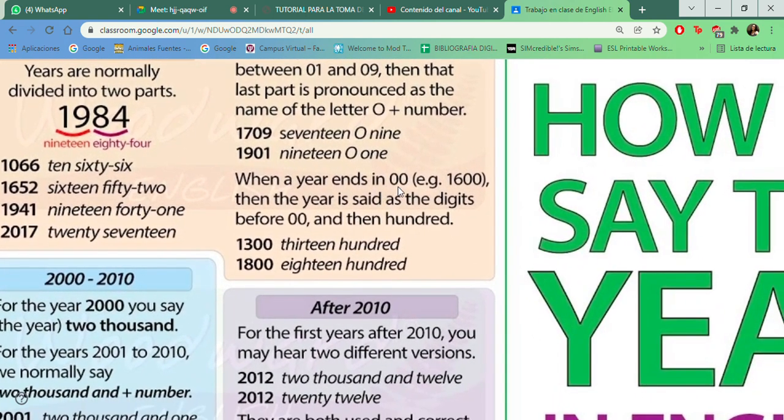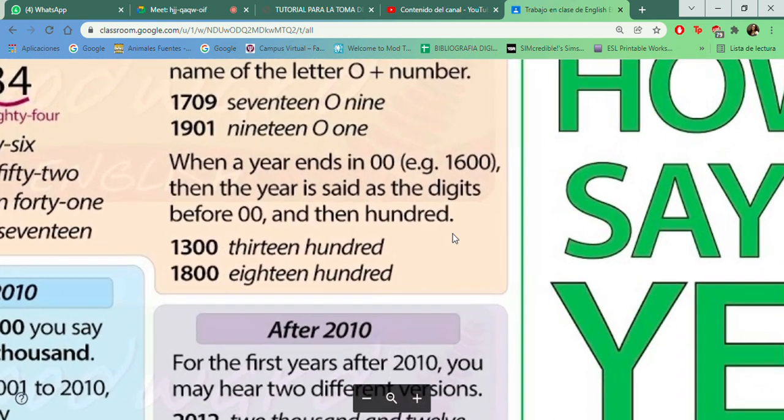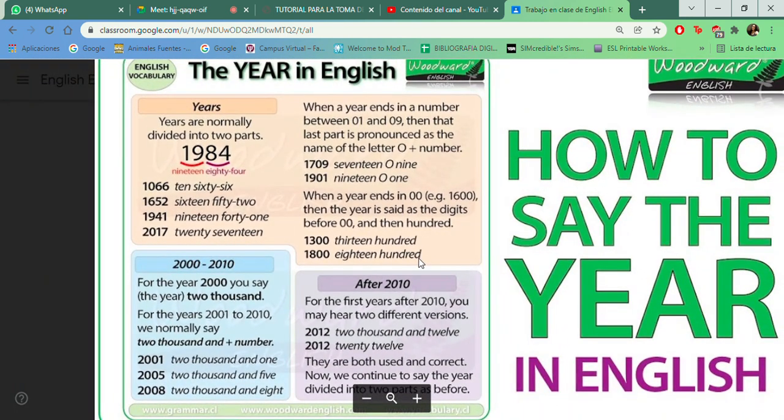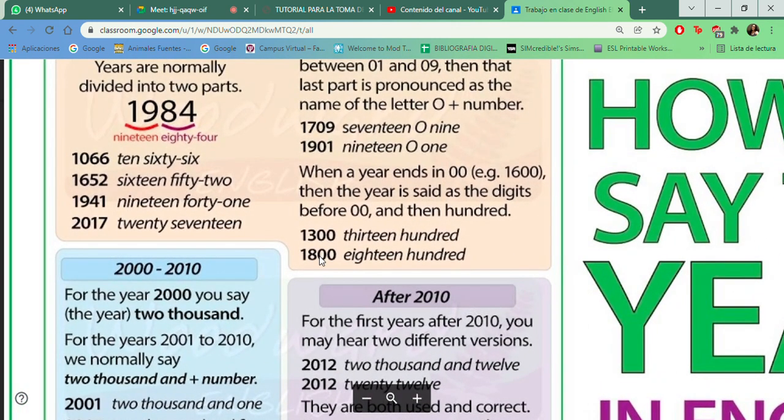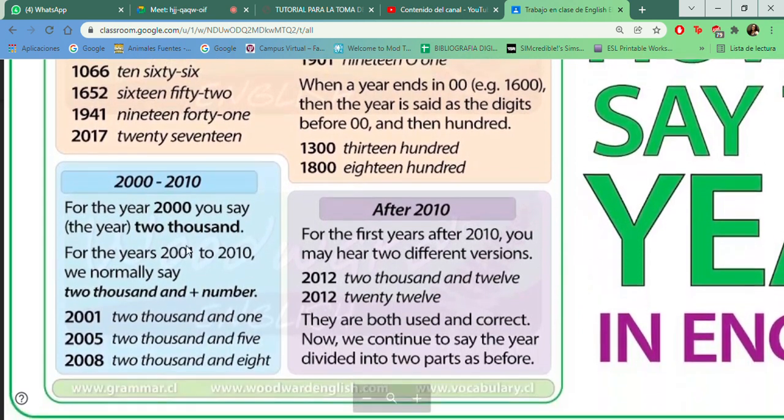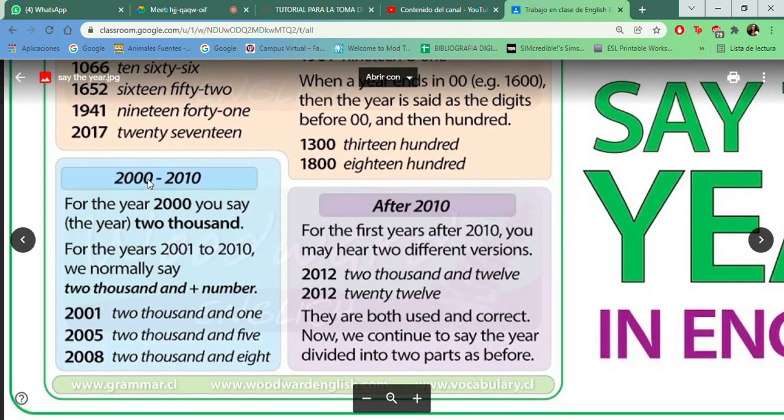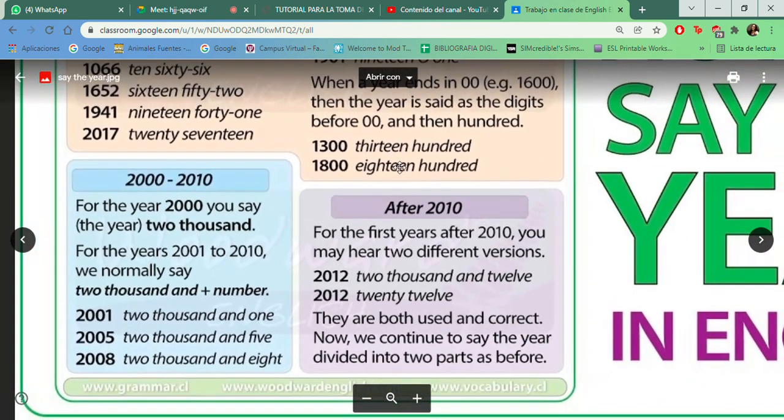When a year ends in 00, the year is said as the digits before 00 and then "hundred": 1300, 1800, okay. That would be, for example, this is the 1600s. That is how you say years that end with 00. In this case we use 2000, right? Any questions?